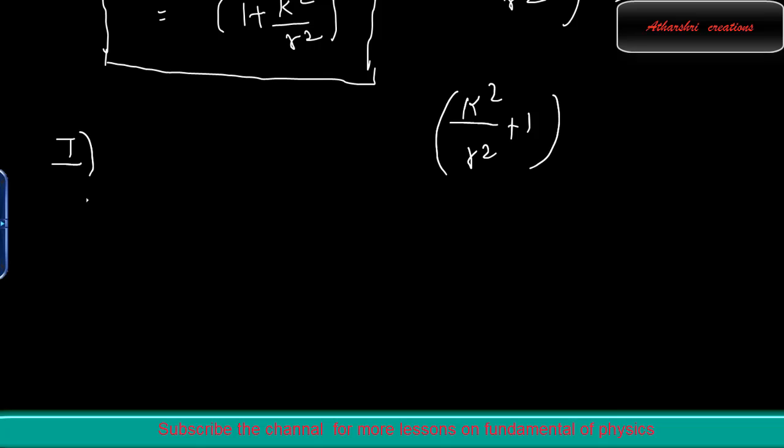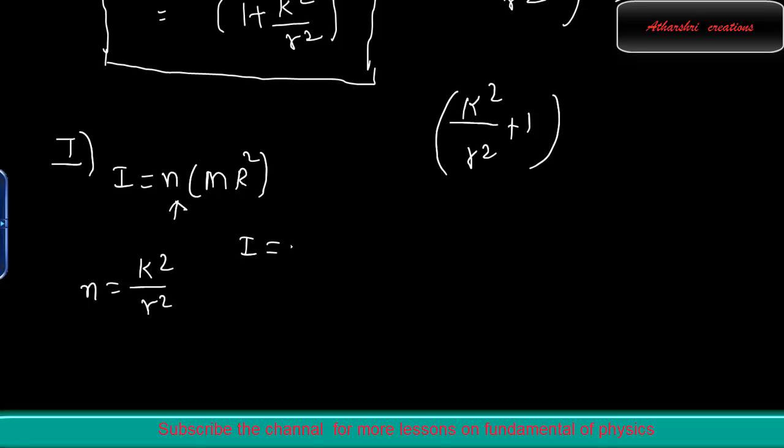Now if the moment of inertia is in the form of n into mr square, the numerical factor n gives k square upon r square, because the moment of inertia I equals mk square, which is equal to n into mr square. Hence this n becomes k square divided by r square.